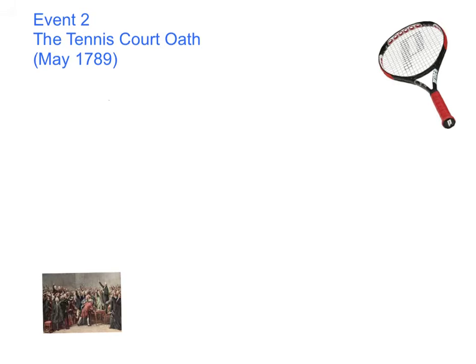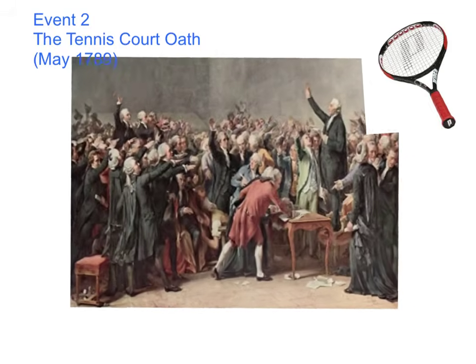So now that they're locked out, they need a place to meet, the Third Estate does. So they go next door to a tennis court, and they basically make two things happen during this meeting. And here's a picture of the Tennis Court Oath right here.